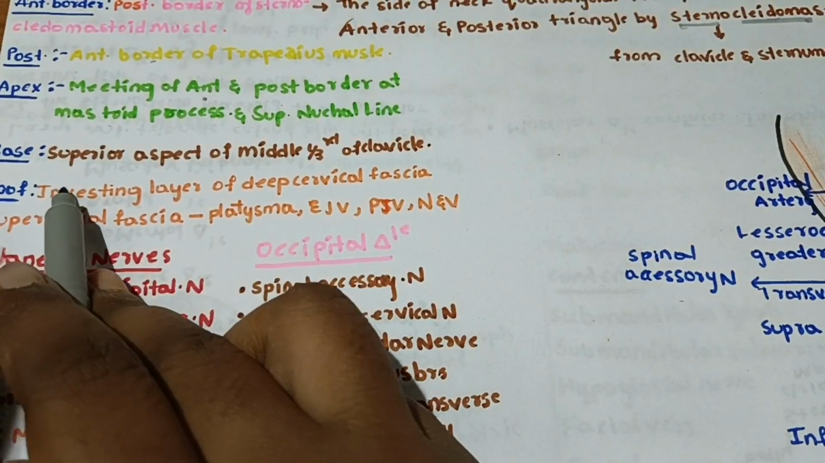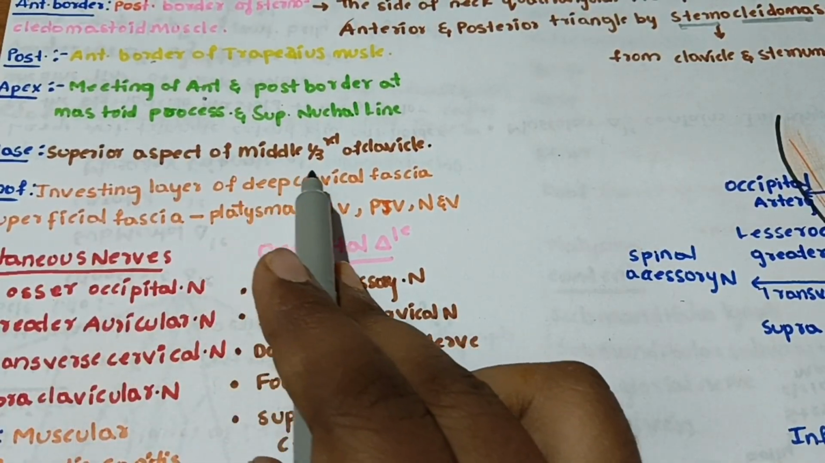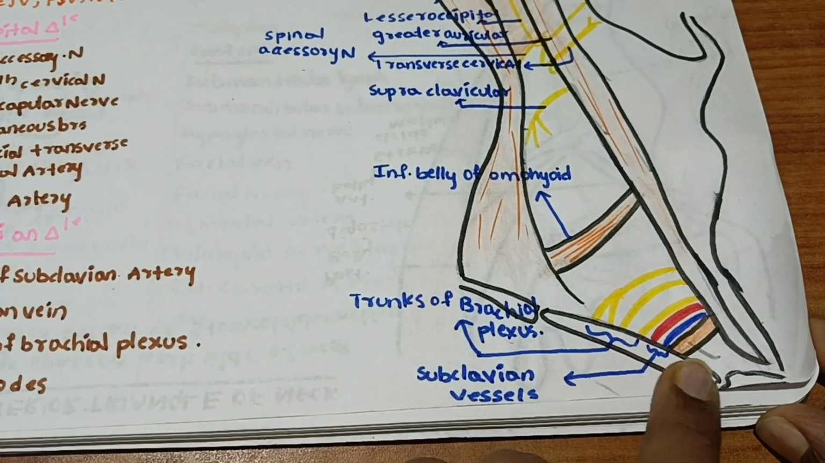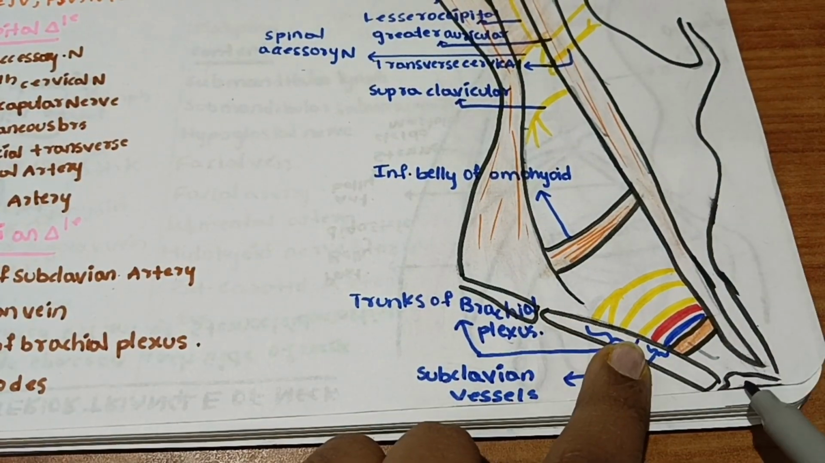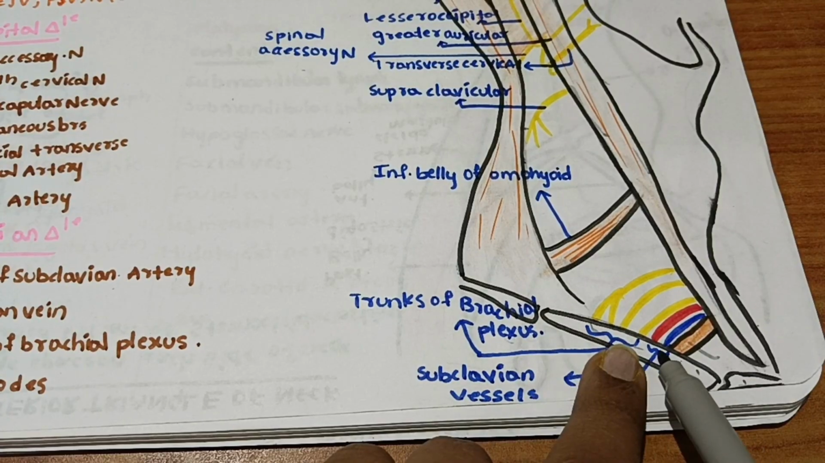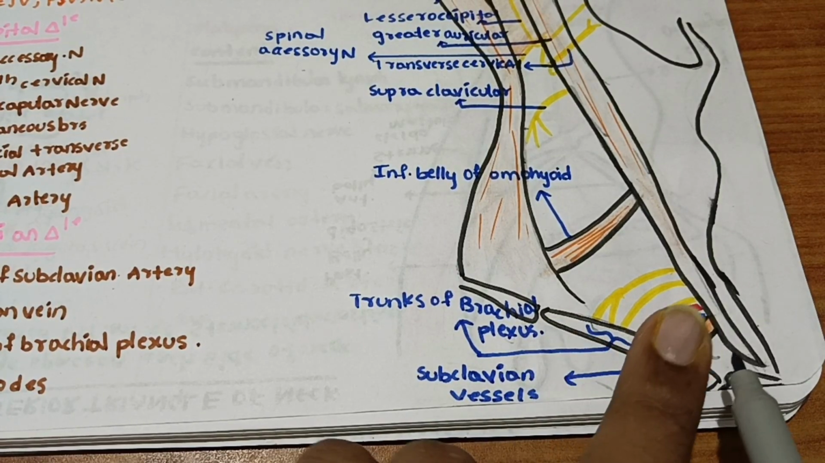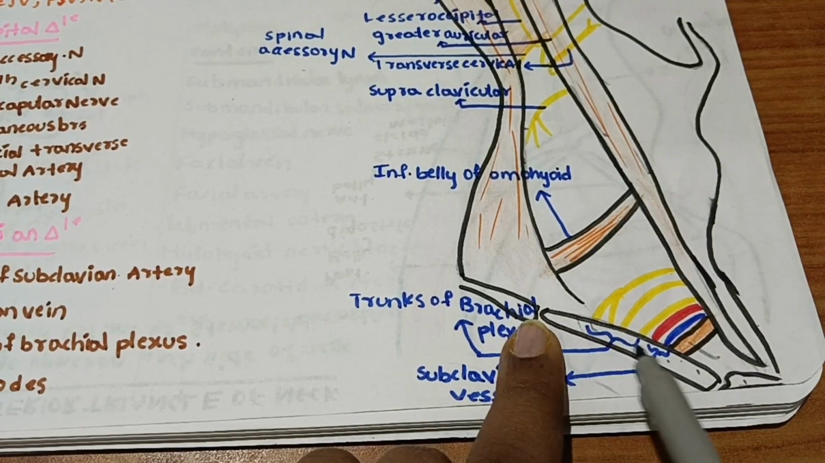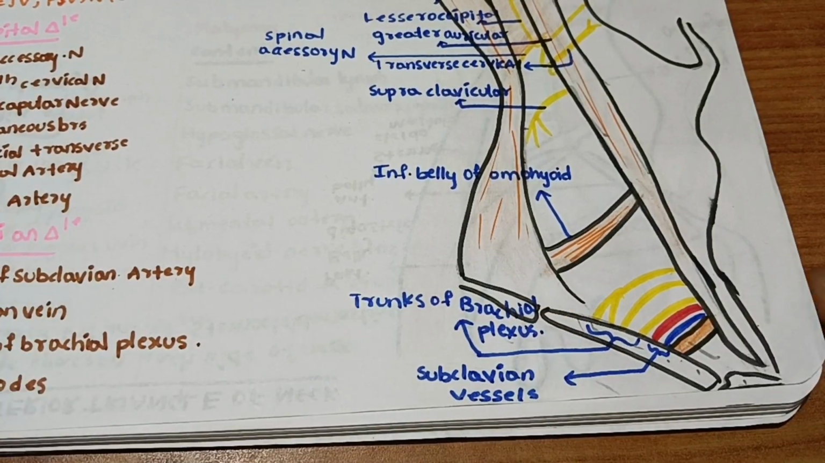Now we will see the base. The base is the superior aspect of the middle third of the clavicle. Here we see, this is the clavicle and this is the sternum. So the superior aspect of the middle third of the clavicle becomes the base. This part becomes the base of the posterior triangle.